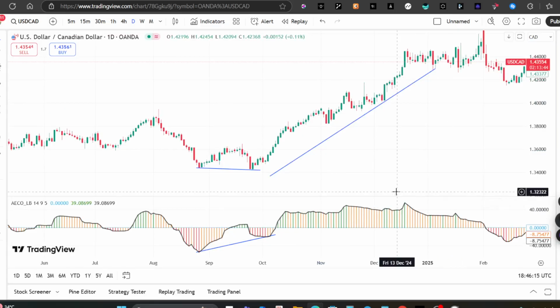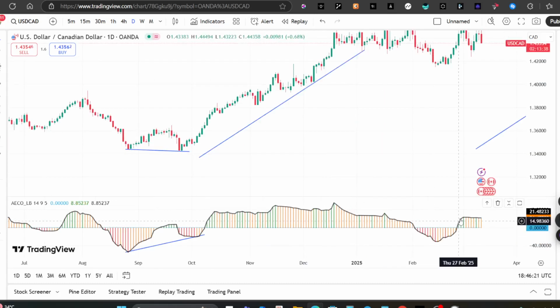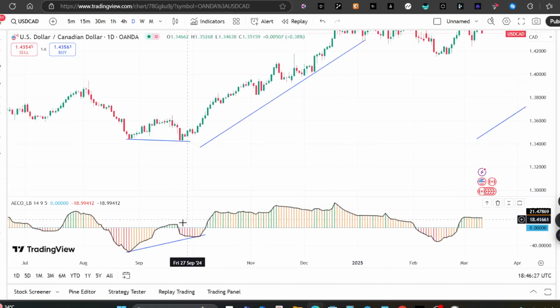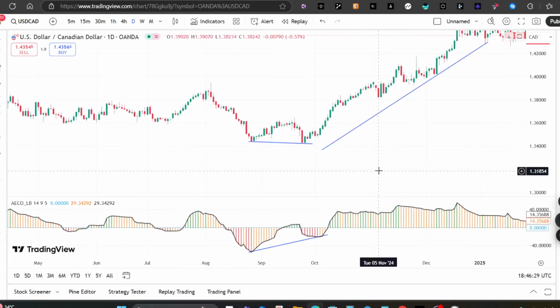Now, let's talk about crossovers. Another key signal is when the oscillator crosses the zero line. A crossover from negative to positive typically signals the start of a bullish move, and a crossover from positive to negative indicates a potential bearish move.